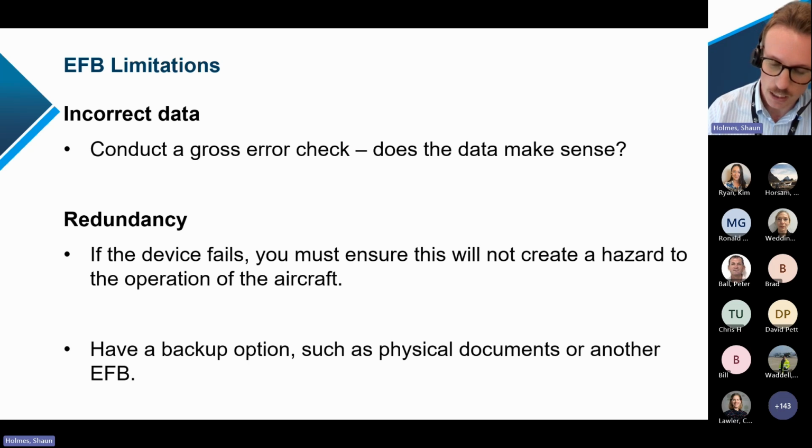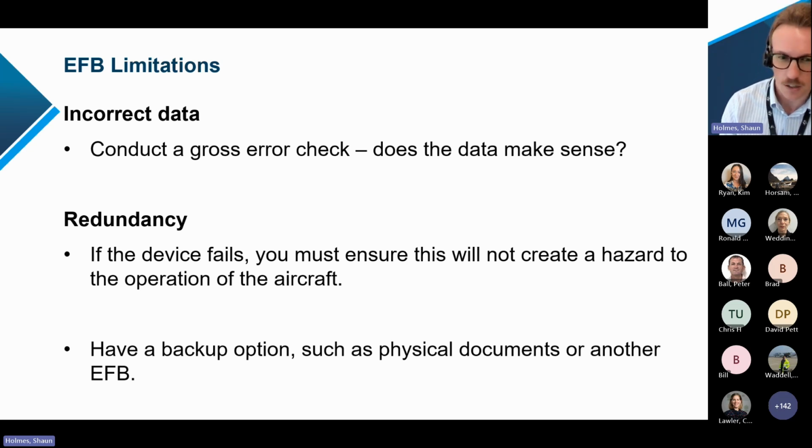As we discussed in the beginning of today's session, if the device fails, you need to ensure that it's not going to create a hazard to the operation of the aircraft. So how can you prevent that from occurring? Having a backup option, okay? We don't specify prescriptively that you must have charts or you must have another EFB or you must have hard copy aeronautical information. So having a backup item is going to be important so that if the EFB fails, it does not create a hazard. How you cover that, you can make that decision on.